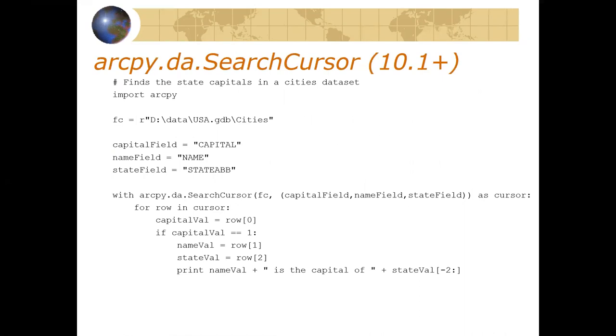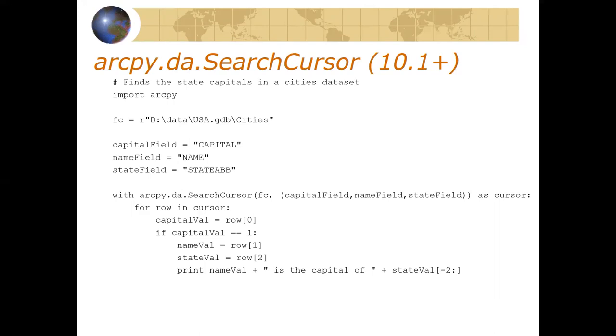So here is an example that uses the one that we recommend, the one that's accessed through the data access module. This example finds the state capitals in a cities data set. It starts out by setting up a reference to the USA file geodatabase that you were given as part of lesson three. And there's a cities feature class in there, which contains a field called capital that holds a Y or an N if that city is a state capital. Name, obviously, stores the name. And then state ABB stores the abbreviation of the state that the city is found in. And as I recall, that abbreviation takes the form US-PA or US-NY, etc.